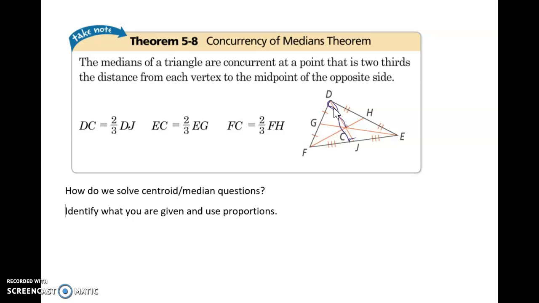Okay, so what that means is if you know a centroid length, if you know the length of a median, you can find the lengths of the other two segments. If you know one of the segments, then you can find the length of the median, or you can find the length of the other segment. It's all about setting up the things in the correct proportions.